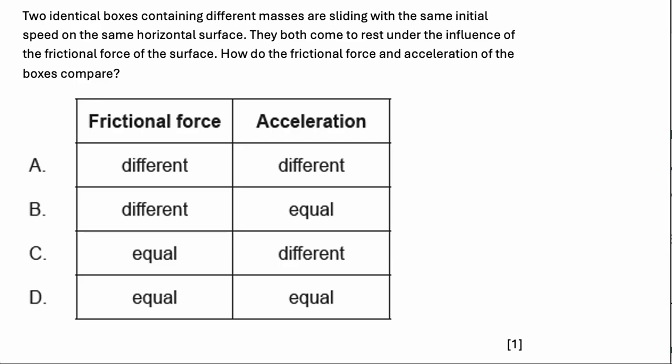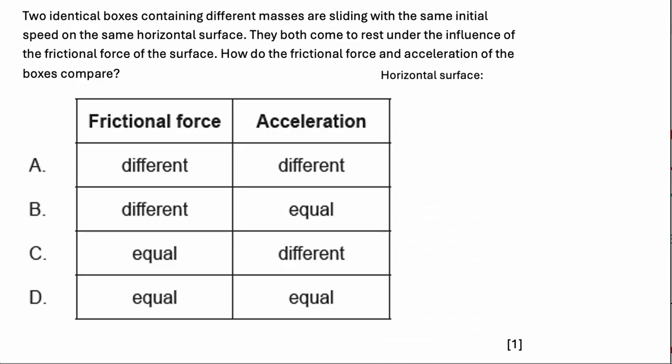Okay, we've got two identical boxes. They've got different masses, so that might be important, and they're sliding with the same initial speed. So the important thing here is that they are sliding, and therefore we're looking at dynamic friction. They both come to rest under the influence of the frictional force, and we're asked two questions. How do the frictional force and the acceleration of these boxes with different mass compare?